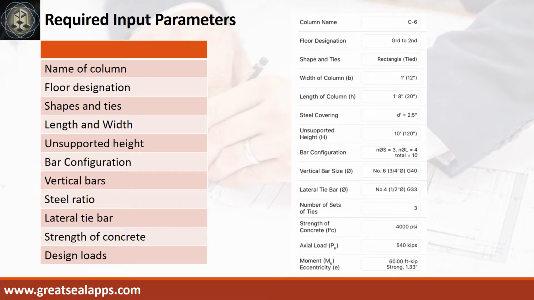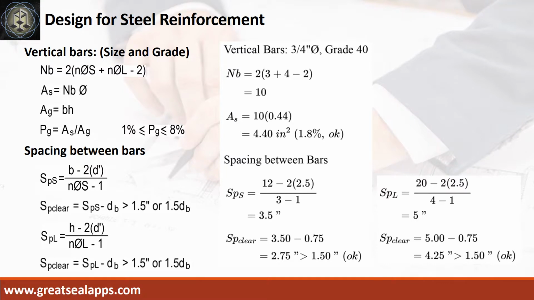1.33 inches. Given 10 pieces 3/4 inch diameter vertical bars, the area of steel is 4.4 square inches with steel ratio of 1.8%, and the spacing between bars at short side is 3.5 inches for 2.75 inches clear spacing, and the spacing between bars at long side is 5 inches for 4.25 inches clear spacing.